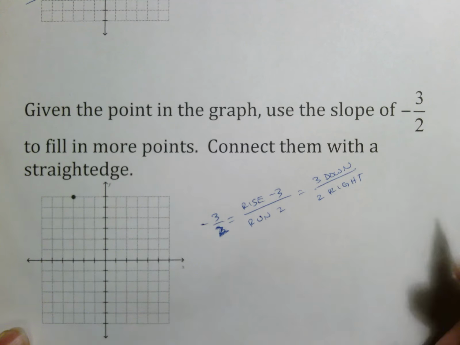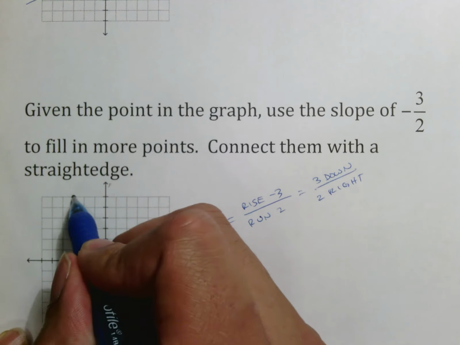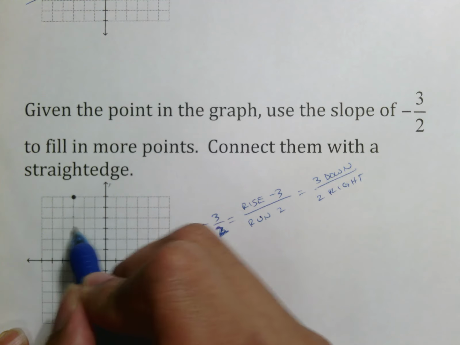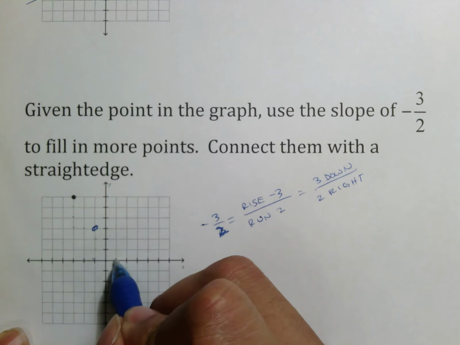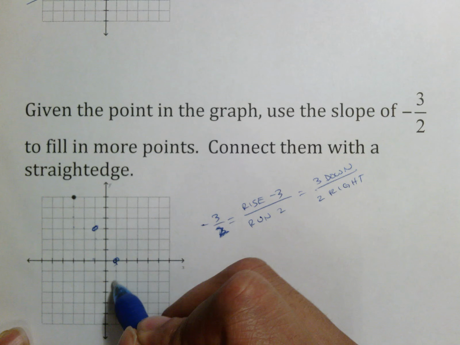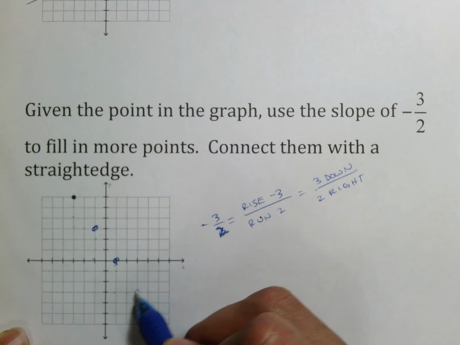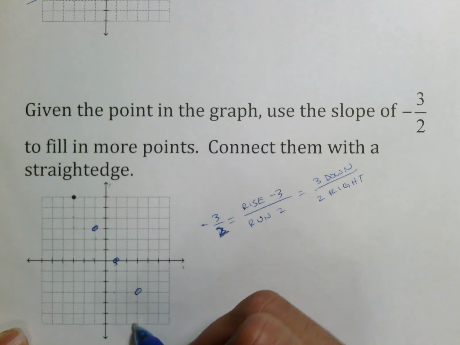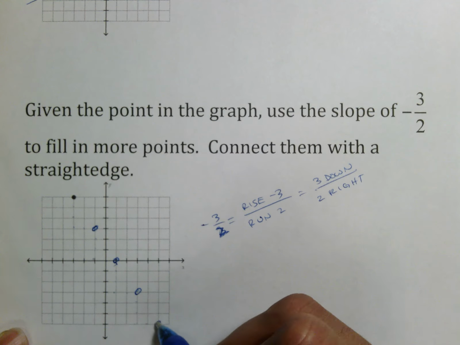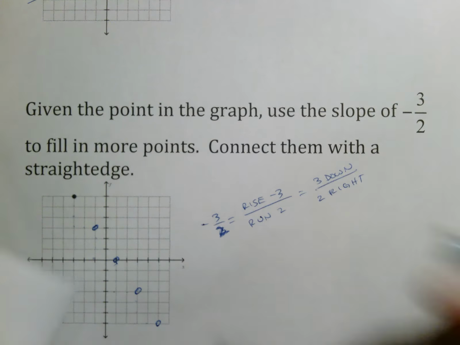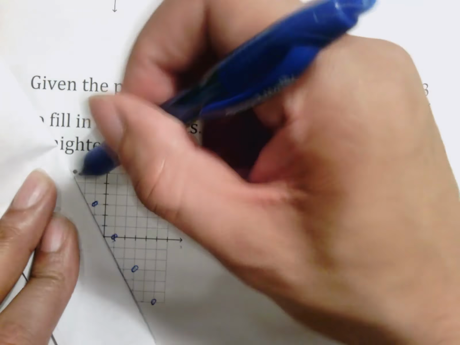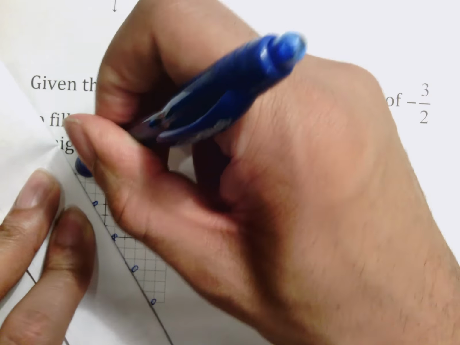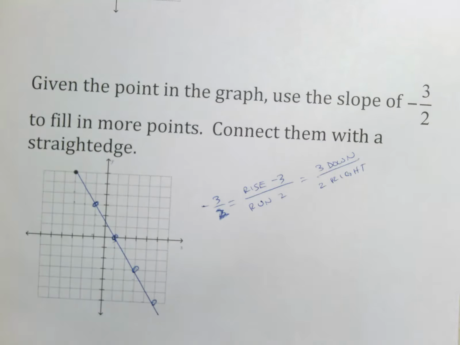Alright, so from here, again, 3 over 2 means down 3, right 2, dot. Down 3, right 2, dot. Down 3, right 2, dot. There's no more space to go down, which means that I've done as much as I can do on that. And so now the last thing I do is connect this with a straight edge as best as I can all the way across the region. And that is what you're going to be doing.